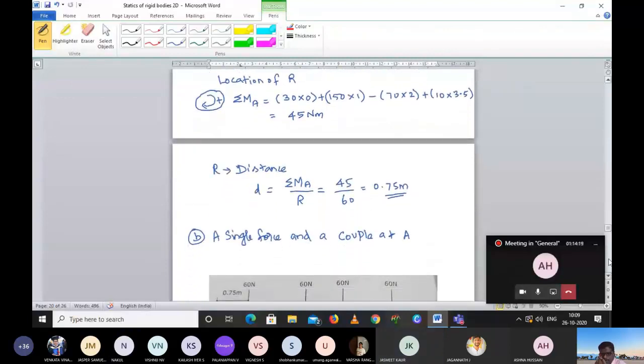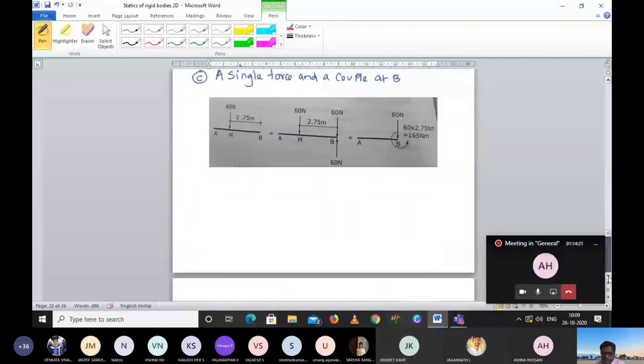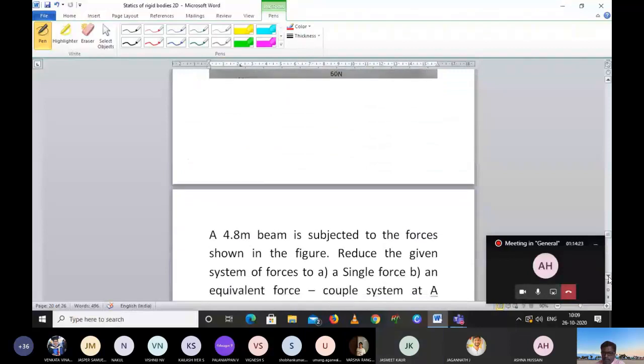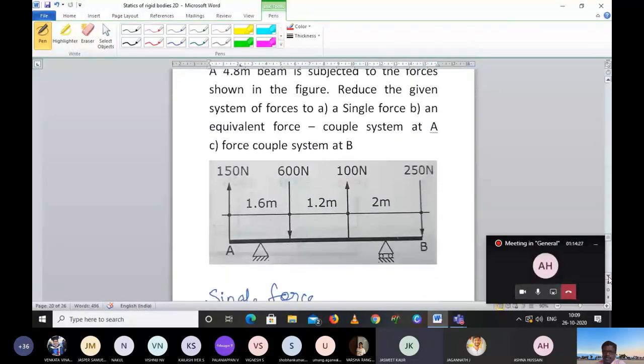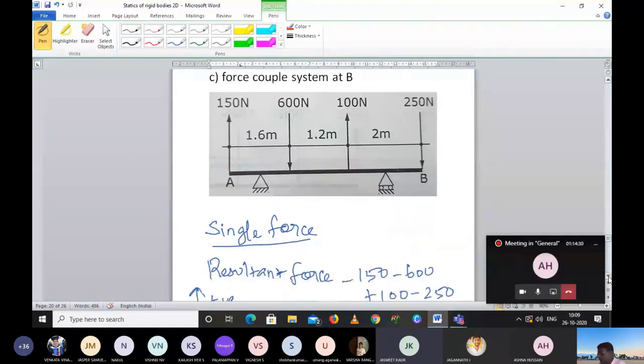And one more problem I have given. Please solve it, and if you have doubts, no problem. No need to solve, tomorrow I will solve. But those who have understood, please solve these two problems. We will meet tomorrow.